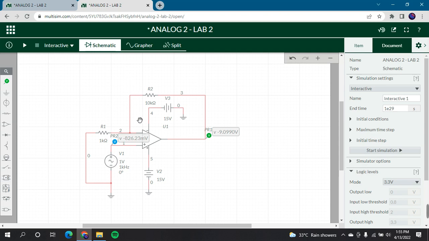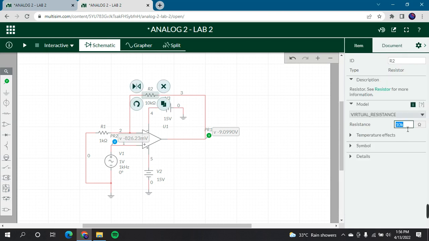And this is the non-inverting amplifier. For the non-inverting amplifier, the AC input will be connected to the non-inverting, that is positive, terminal. And so we will see the output here. First we will see when RF is 4.7K.